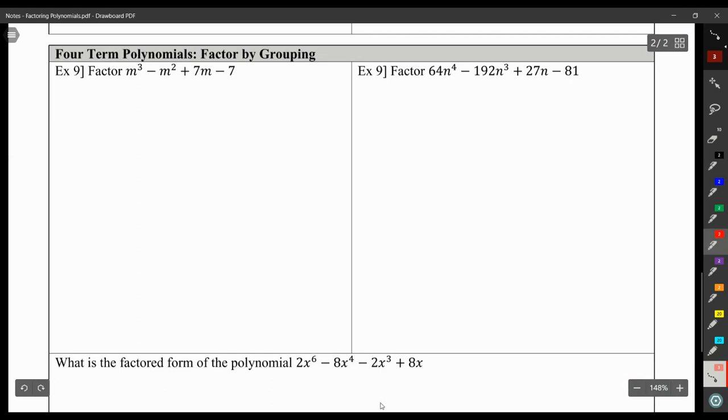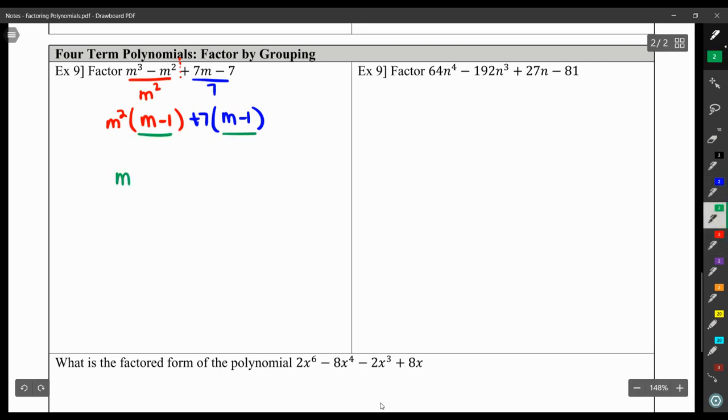Well, we're going to group the first 2 together. So we're going to split this in half, and we're going to group the first 2. So the first 2 I can divide out m squared. So m squared times, we have m minus 1 left over. On the back 2, I can take out a 7, and we have m minus 1 left over. Then I see that the m minus 1s are the same, and we're left with m squared plus 7.